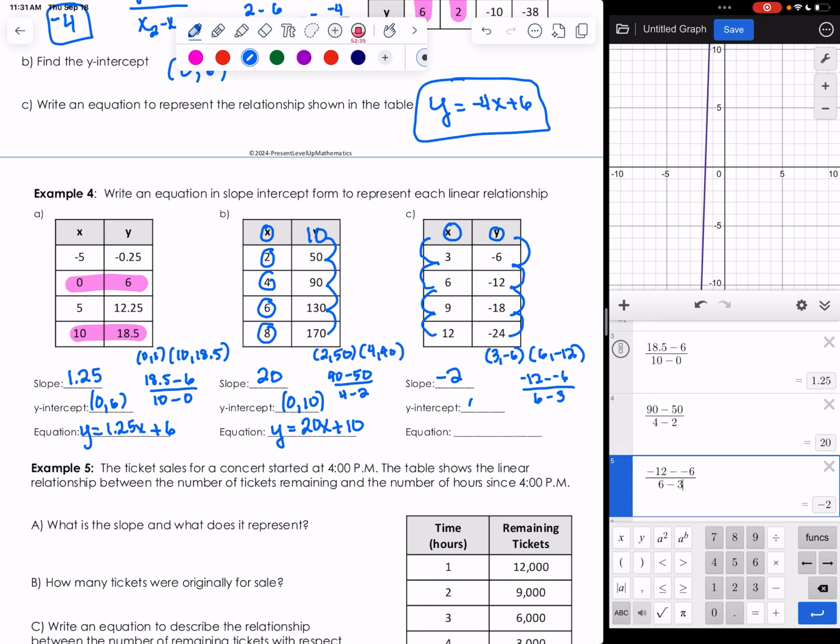So that means our y-intercept in this problem is (0, 0). So our equation would simply be y equals -2x.